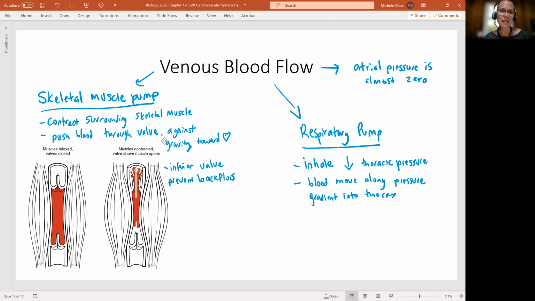All right. Up next, we're going to look at how we use these pressures to actually get the oxygen and the nutrients and so forth out of the blood into your tissues, and then how we get a little circulation in that surrounding tissue.